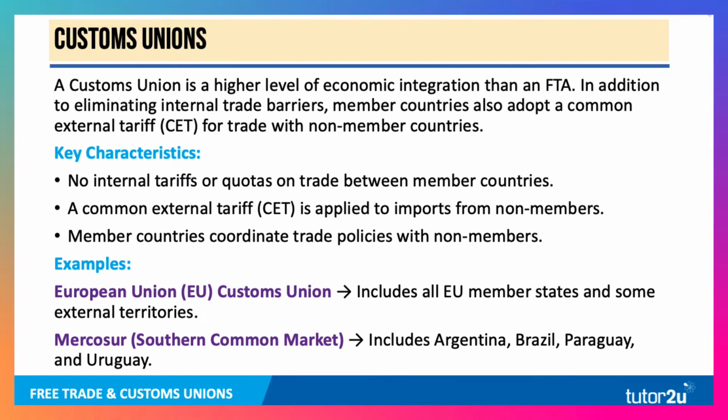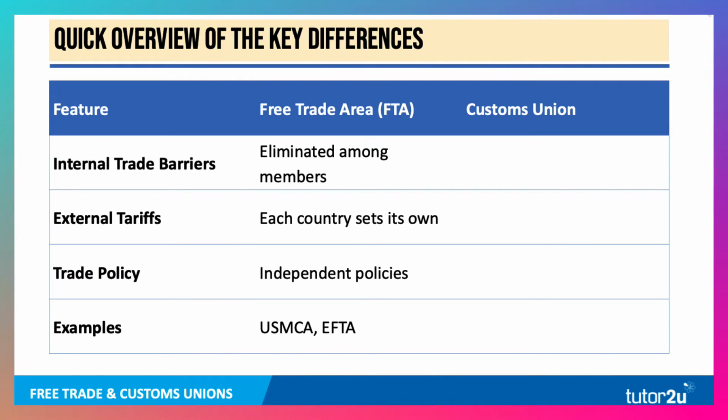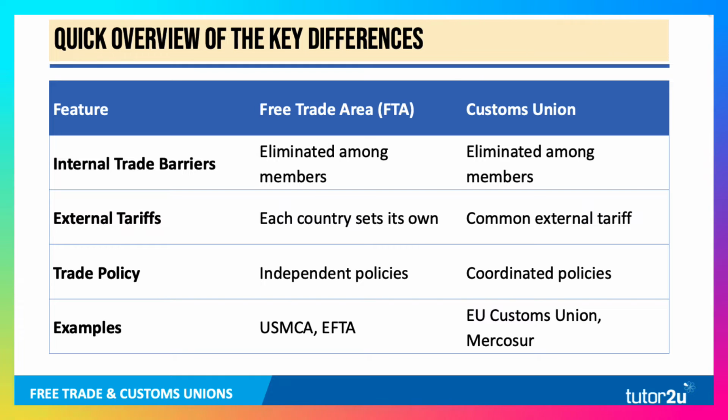Good examples: the European Union Customs Union. So the EU is a customs union. It includes all the EU member states and some external territories. Turkey, by the way, is a member of the European Union Customs Union. And Mercosur, the Southern Common Market, includes Argentina, Brazil, Paraguay and Uruguay. So with a free trade area, the aim is to try and bring down, possibly eliminate, internal trade barriers, but each country sets its own external tariffs. They can follow, in that sense, their own independent policies. Whereas with a customs union, you have a common external tariff and trade policy is coordinated.